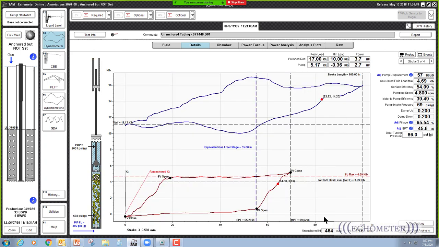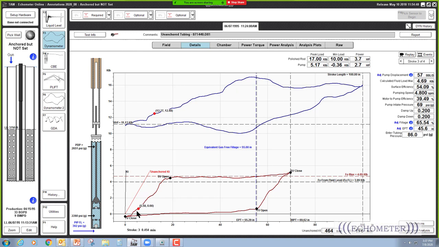And now notice that this is the unanchored KT, but the anchored KT means the pump card should actually go up and down like that, but it's not. The anchor is not set, so it should follow this line. Well, it's not following that line. It's even over more, and this additional distance is slippage.